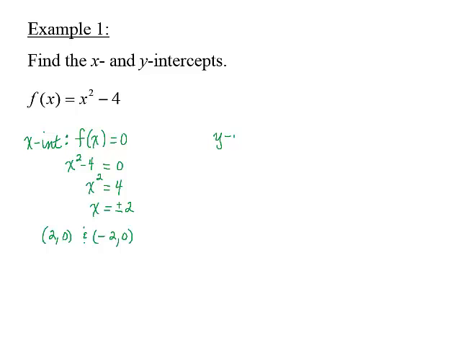The y-intercept is found by letting x equal 0, that is, finding f of 0. In this case, we get 0 squared minus 4, or 0 minus 4, which is negative 4. So the y-intercept is 0, negative 4.